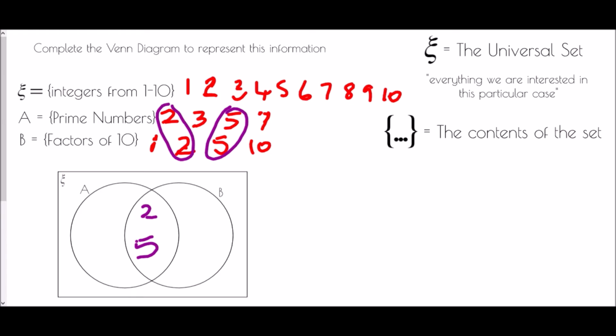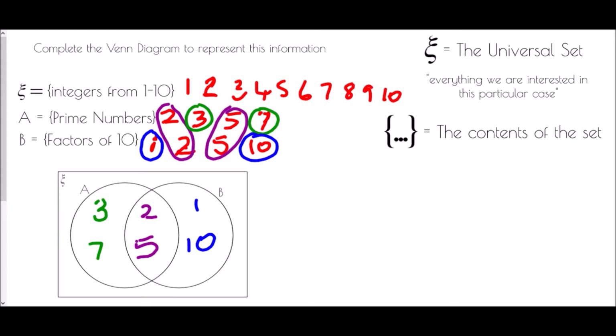We then start looking at the other elements of the sets. Set A also has the number 3 and the number 7, and so they are going to be in the circle for A, but not in the overlap, 3 and 7. If we look at set B, we still have the number 1 and the number 10, and so they will be in the B circle.